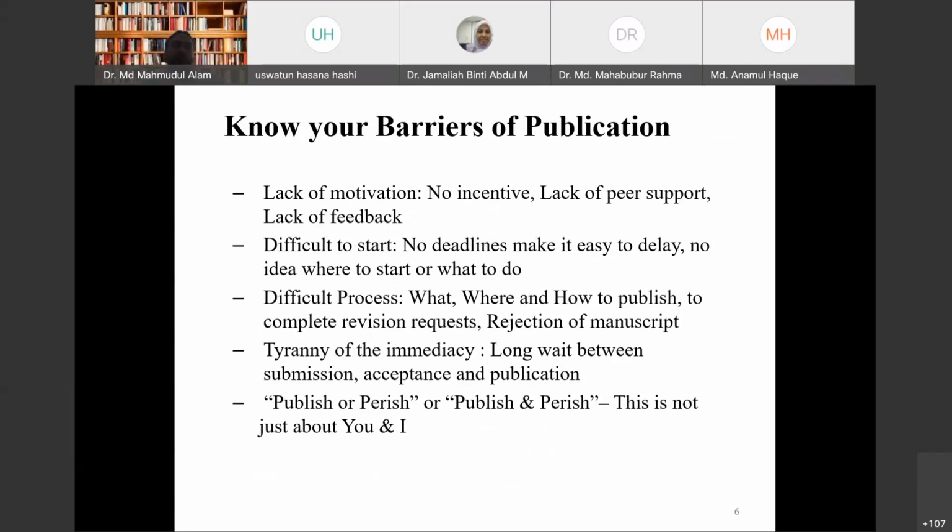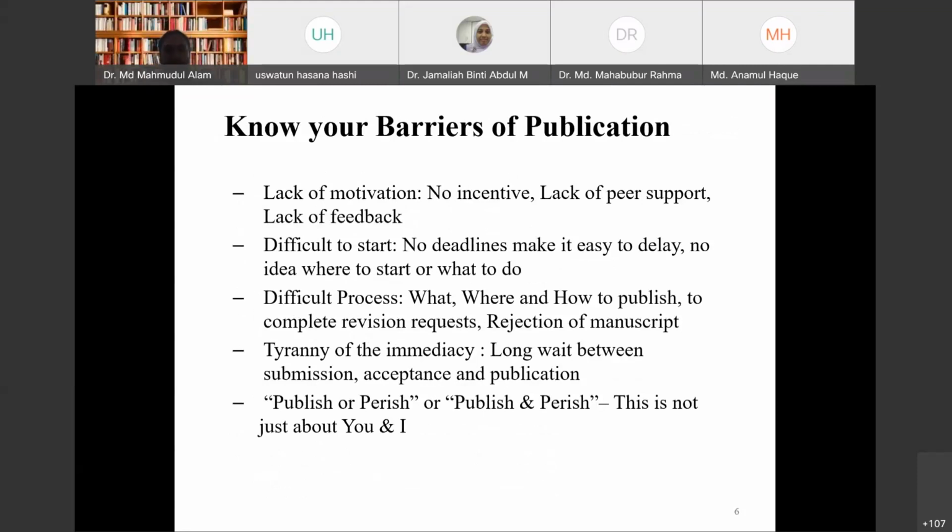Okay, then come the barriers of the publication. So what are the barriers for your publications? You need to assess yourself. What are your barriers? So, lack of motivation. The first barrier is the motivation. There's no incentive. Okay, and this is changing every year.